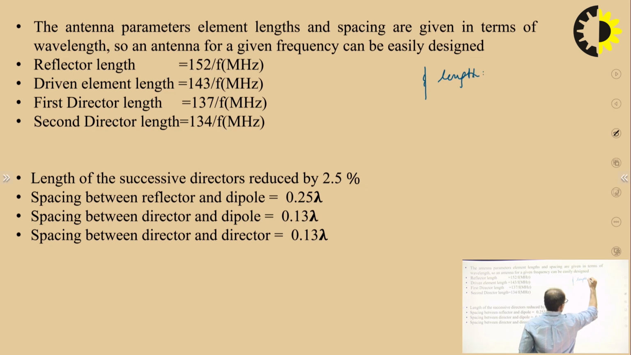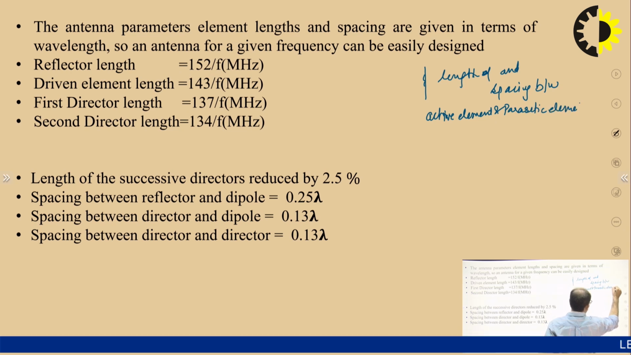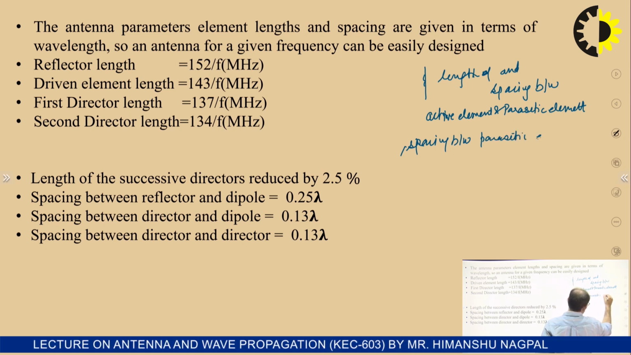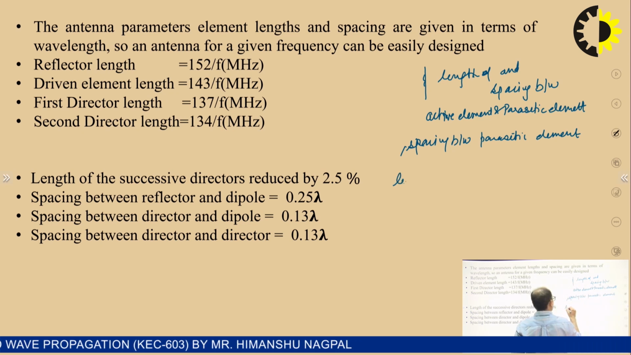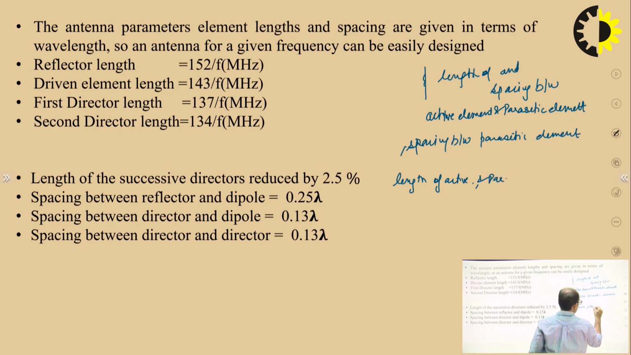So if I want to design a Yagi Uda antenna, the length and spacing between the active element and parasitic elements, and the spacing between the parasitic elements, and the length of active and parasitic elements determine the overall radiation pattern of the Yagi Uda antenna.